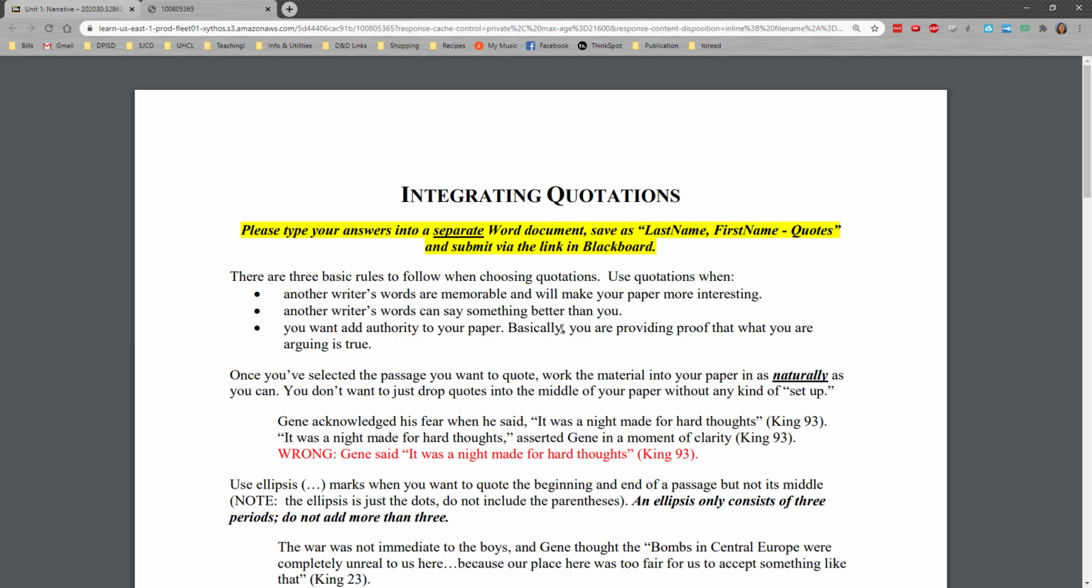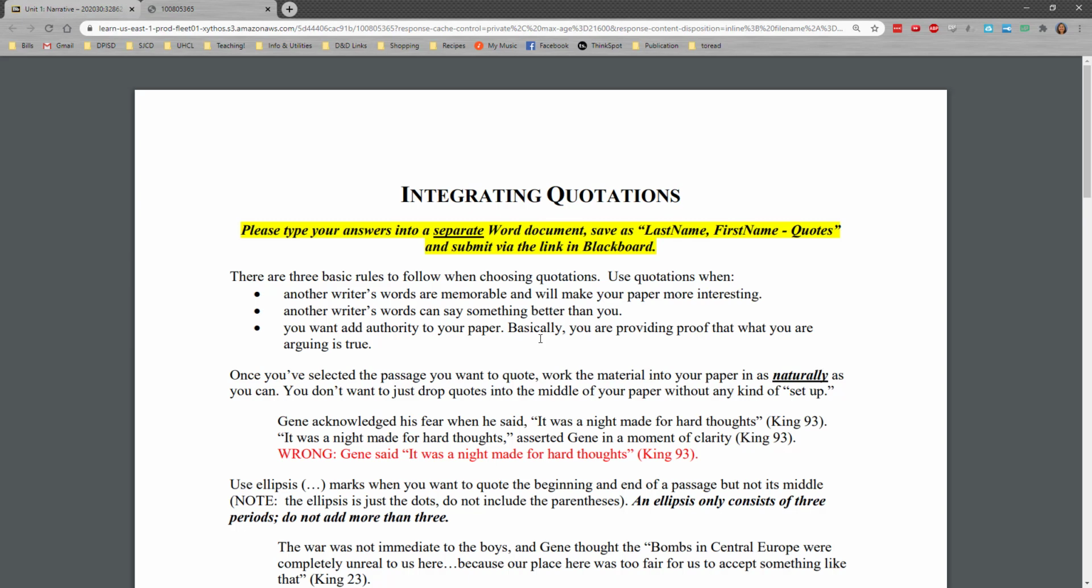There are 3 basic rules to follow when you choose a quote. Use quotations when the author's words are more memorable and will make your paper more interesting, when the author's words say something just better than you can say it, or when you want to add authority to your paper. Basically, you're providing proof of what you are saying is true. Once you've selected the passage that you want to quote, you have to work the material into your paper naturally. Don't use phrases like, "this quote says," or "the author stated that." Work it in, make it flow as if it's all one thought.